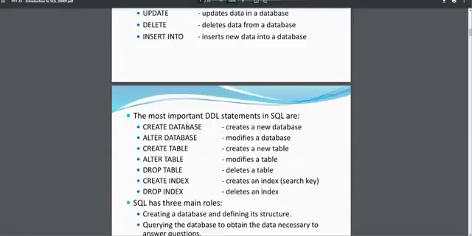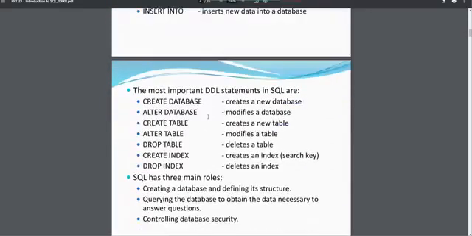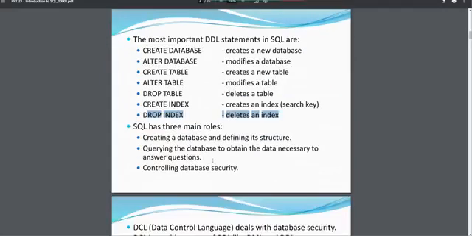So here we are going to discuss the code related to these things. Data manipulation language. After that, data definition language. Create, alter table or drop table, create index. Index means what? Create an index means a search key. Drop index deletes an index. SQL has three main roles. What are the roles? Creating databases and defining their structure, that means how you can build them. Then after that, asking questions, or querying from the database to obtain answers when necessary.